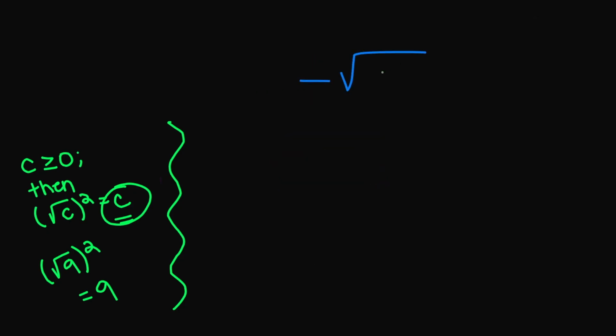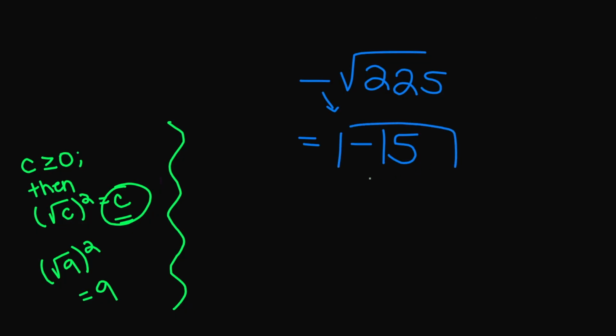Negative square root of 225. The square root of 225 is going to equal 15. However, you do have a negative sign that you need to include. So your final answer here is going to be -15.